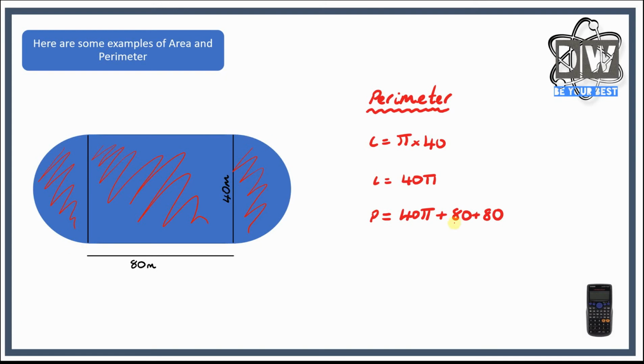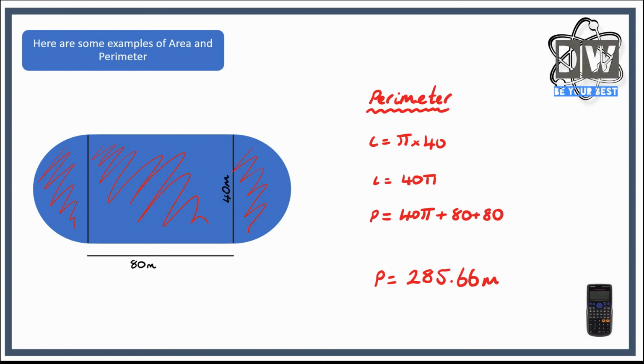But we have to also add on the 2 80s, the 2 straights. So we're going to have an 80 here and an 80 here. So the perimeter is made up of the full circle and the lengths going across there, which is 80 and 80. Can we see that? So our answer would be perimeter equals 285.66 meters. All right.